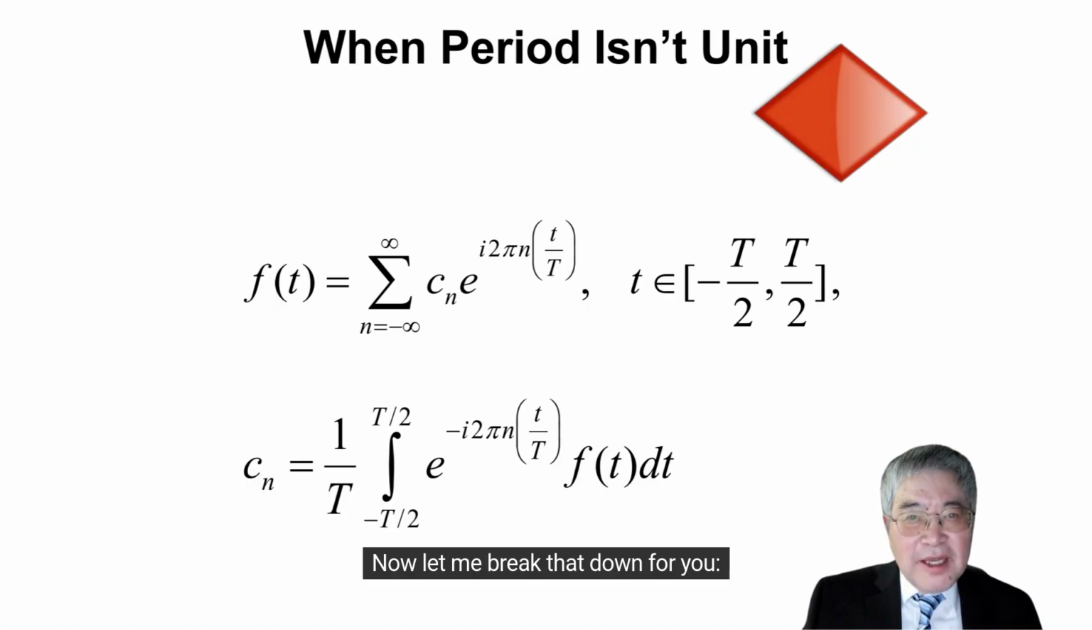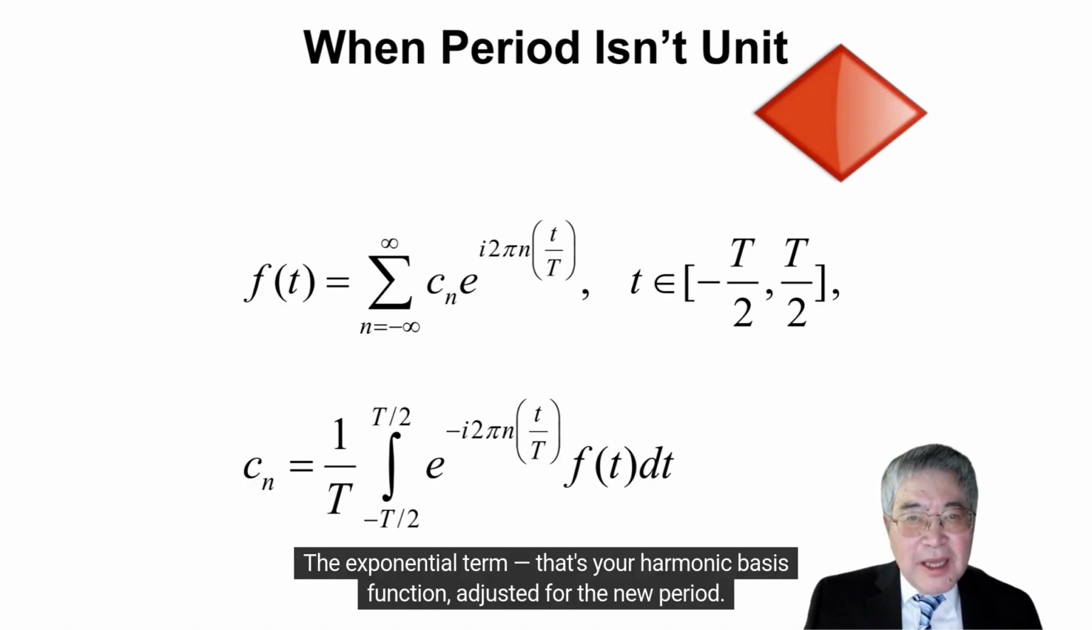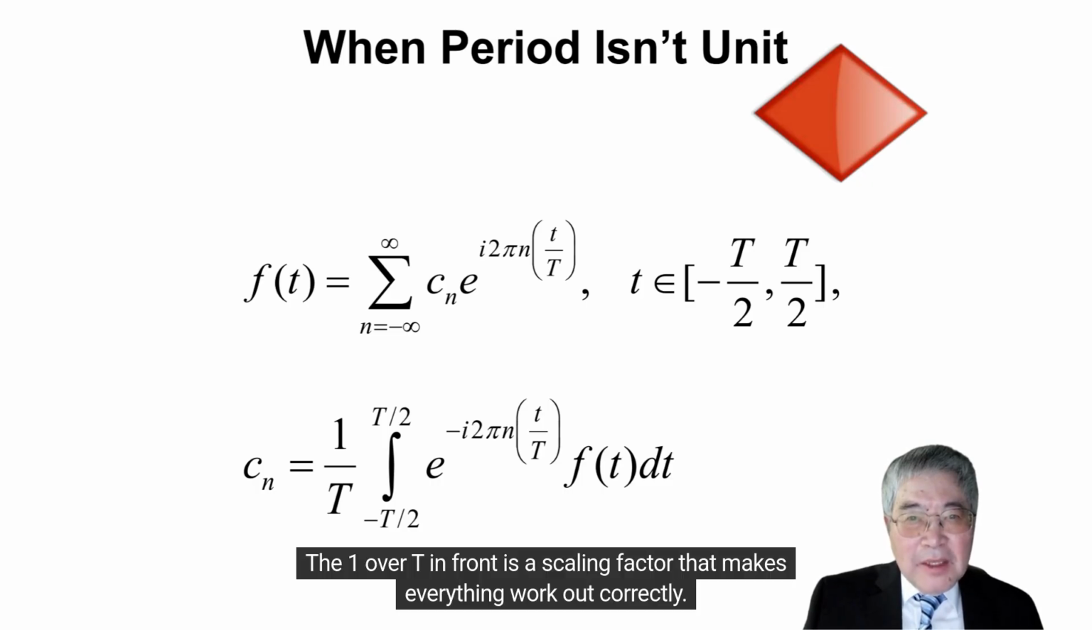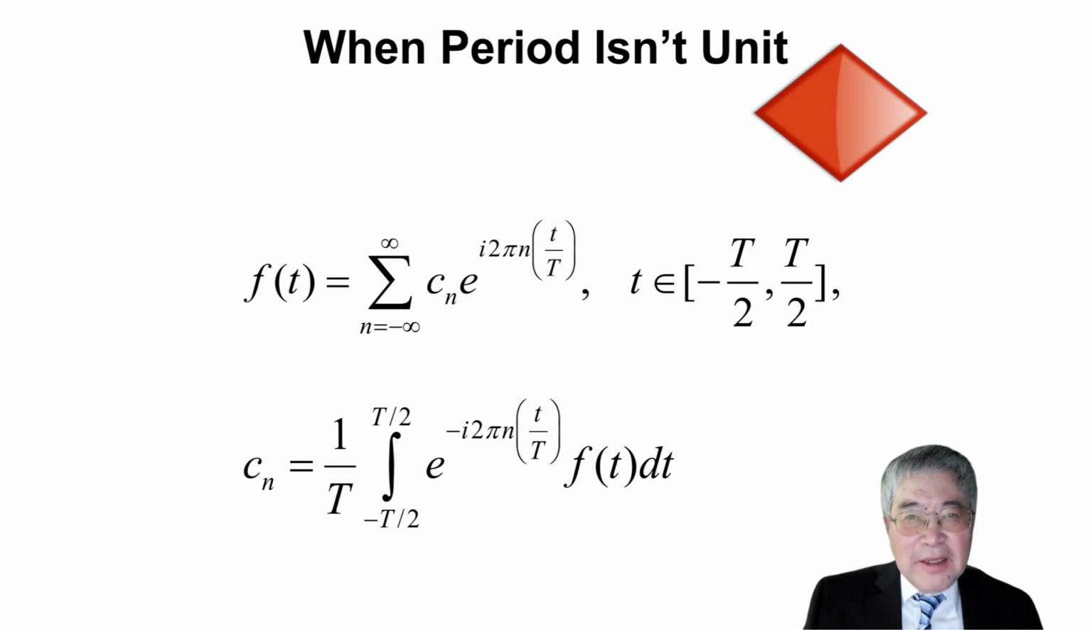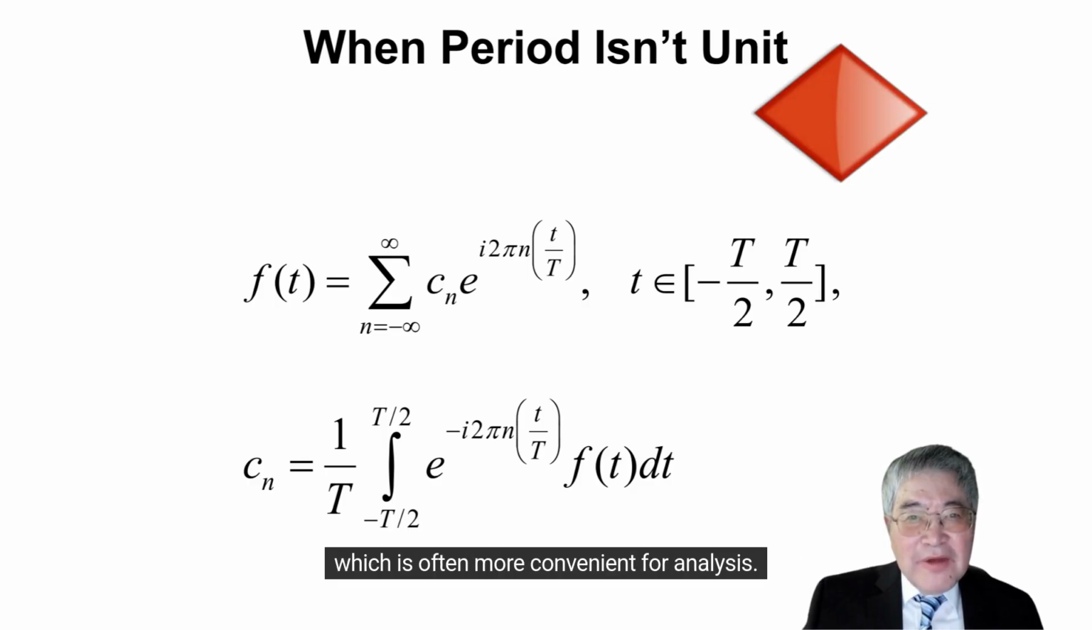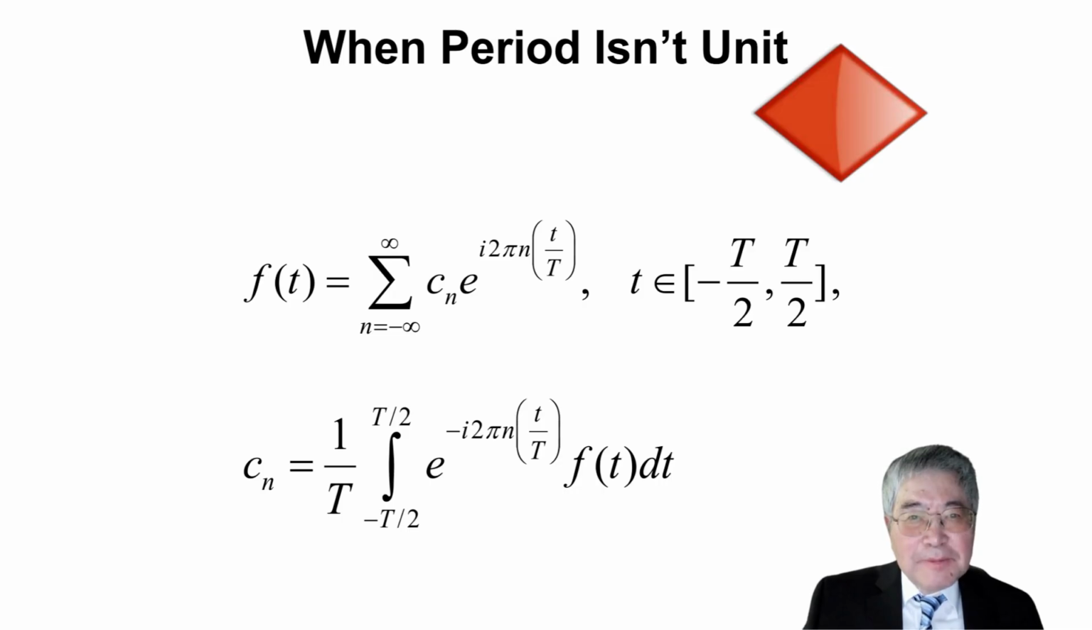Now let me break that down for you. The exponential term, that's your harmonic basis function adjusted for the new period. nt over T is just a way to normalize time so that we're still operating over a standard interval. The 1 over T in front is a scaling factor that makes everything work out correctly. And the range of integration, from minus T over 2 to plus T over 2, gives us a symmetric interval, which is often more convenient for analysis.